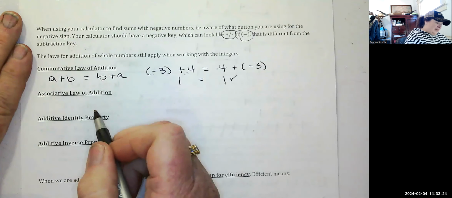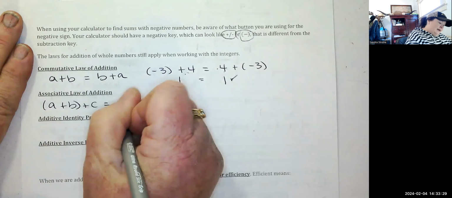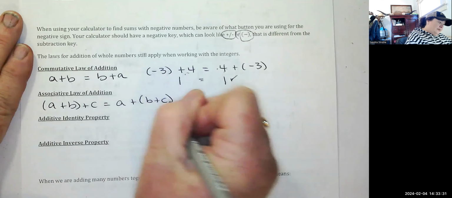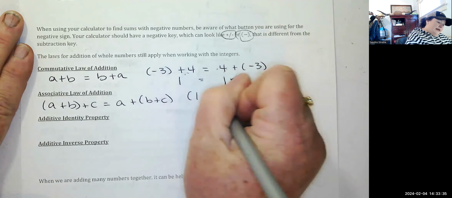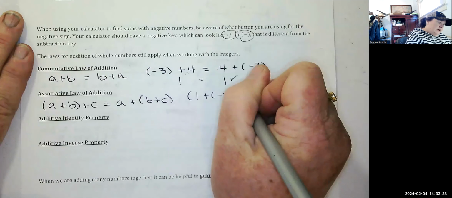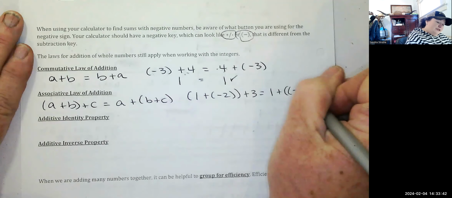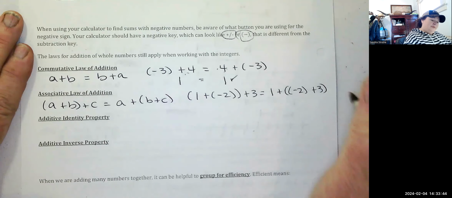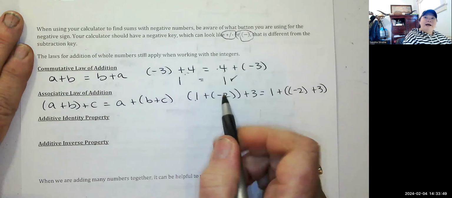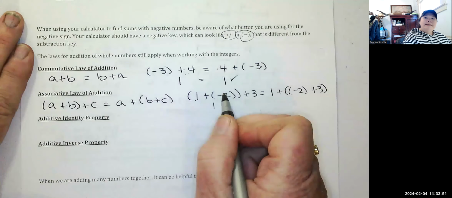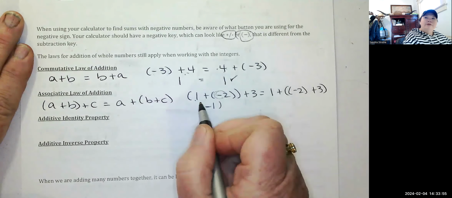Associative law of addition, and that's just (a plus b) plus c is equal to a plus (b plus c). An example would be (1 plus -2) plus 3 is equal to 1 plus (-2 plus 3). All right. 1 plus -2, signs are different, subtract. We take a 1, and we take the sign of the larger number, which is negative. Now our parentheses is gone for that part.